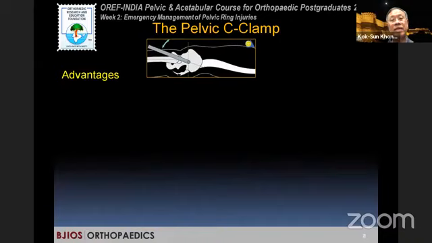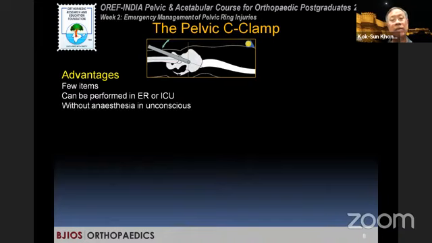What about the pelvic C-clamp? I think there's a lot of controversy. It was used quite early on, and it was a lifesaver for us when we first used it in the 1990s, because there were very few items that you need to have. It comes in a little green sterile bag, and then we will just take it out, and we can even go to either the ER or even the ICU, and we can do it without anesthesia.